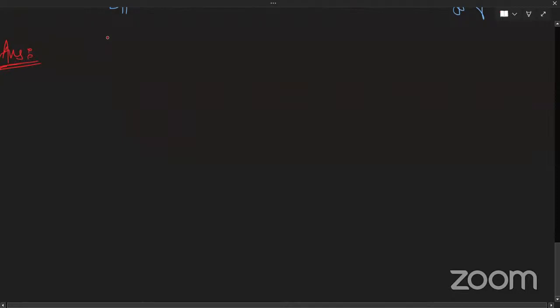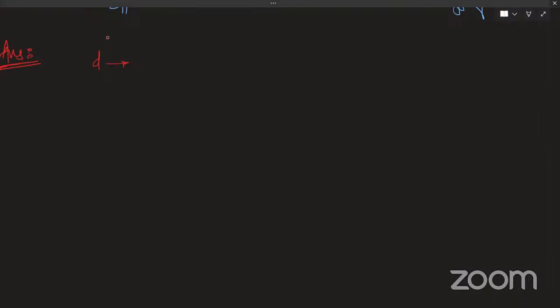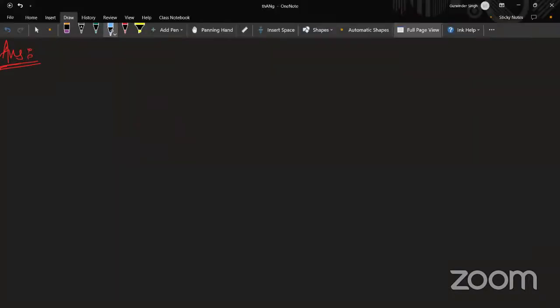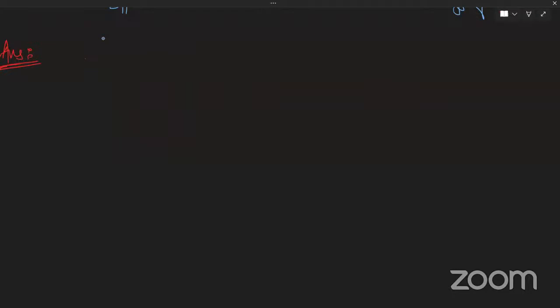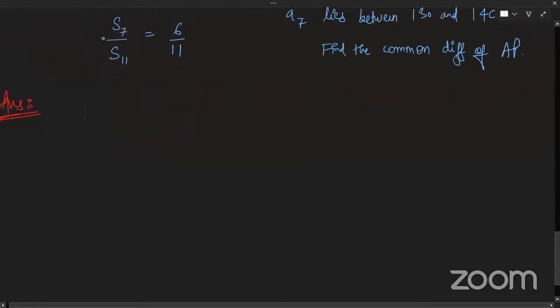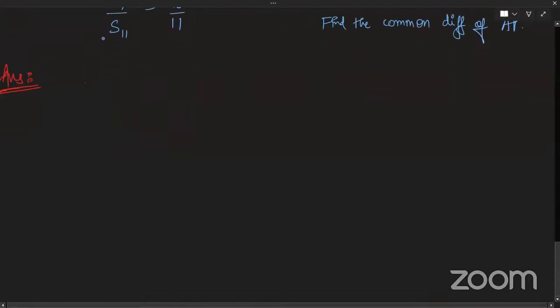So what can I infer about my common difference? Positive. D will be positive, sure?